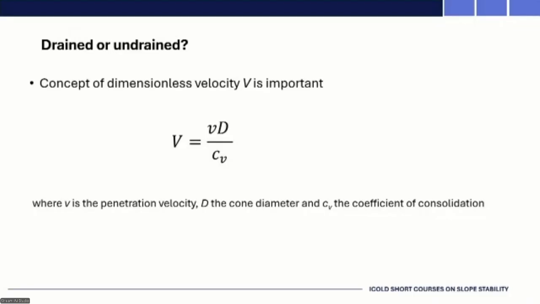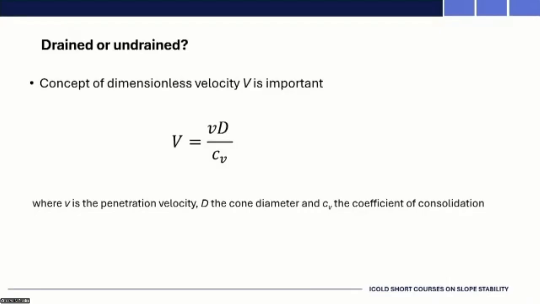So how do we know whether it's drained or undrained? In the CPT, the concept of the dimensionless velocity is crucial. And a lot of the really useful stuff that we still need to bring into the tailings industry was generated by the offshore people, the people doing offshore foundations. And this is one example.